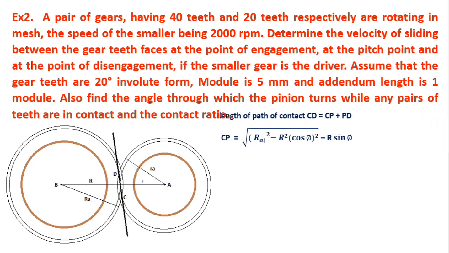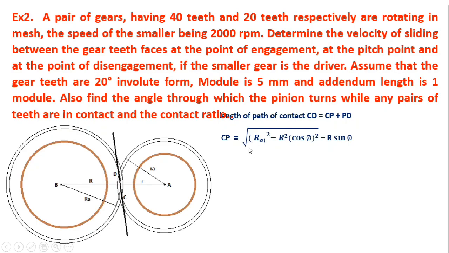Next, the length of path of contact CD. In this figure you can see from C to D is CP plus PD, that is C to pitch point, though it is not marked here, at the center where you can see my mouse pointer, is the length of approach, and from pitch point to D is the length of recess. So it is the sum of length of approach plus length of recess.